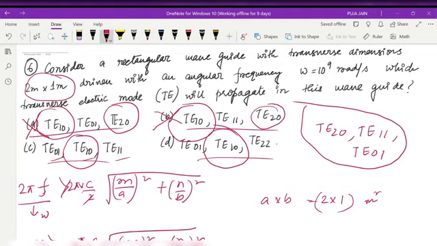Okay, this is also a PYQ question. Wait, let me check. Which year's question is this? This is NET June 2015 question. Okay. Now we will find the two other terms.